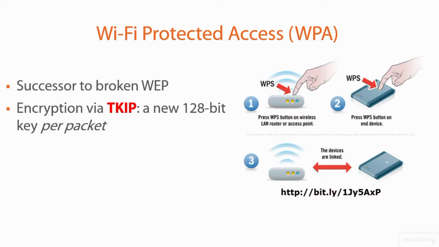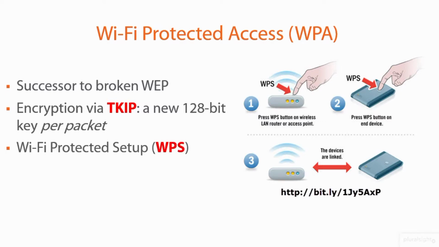But what's cool about TKIP is that it'll actually generate a new 128-bit encryption key per packet. Whereas WEP has one key for the entire data stream, WPA encrypts per packet. So you would have to crack every single packet as it's going between client and server, specifically the client Wi-Fi device and the access point, in order to break the protocol. So it's not impossible to break WPA, but WPA is very strong, especially if you choose a strong passphrase.